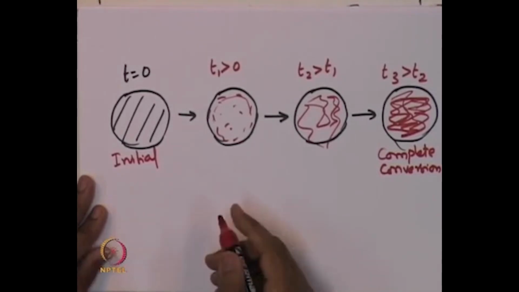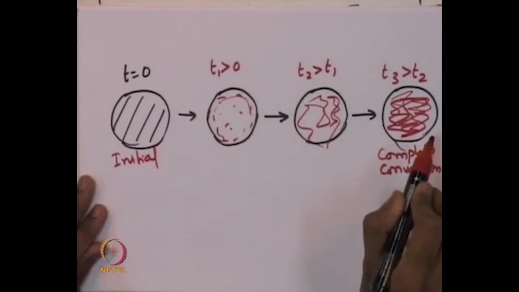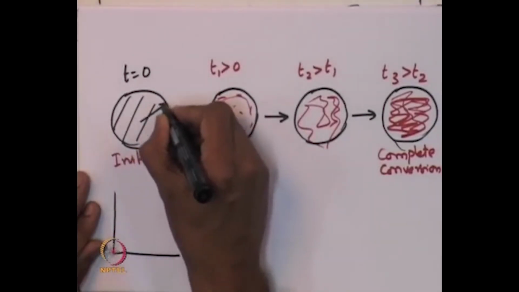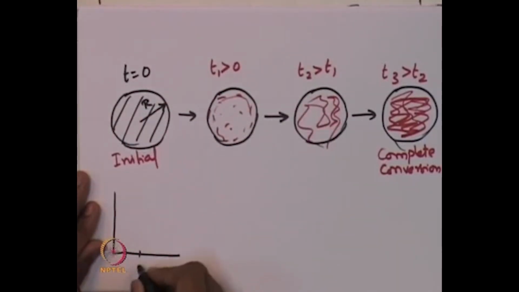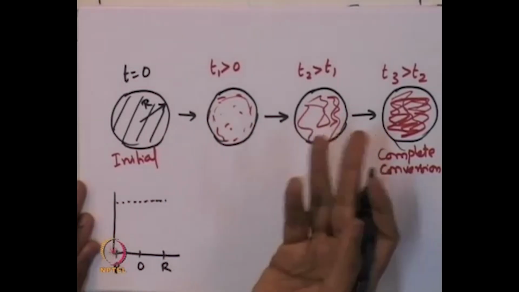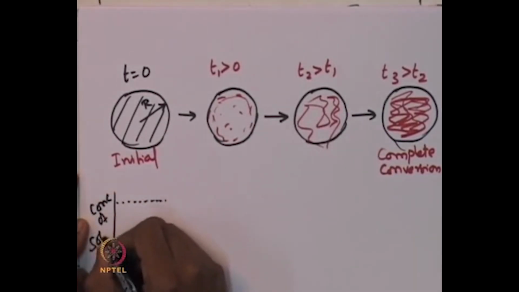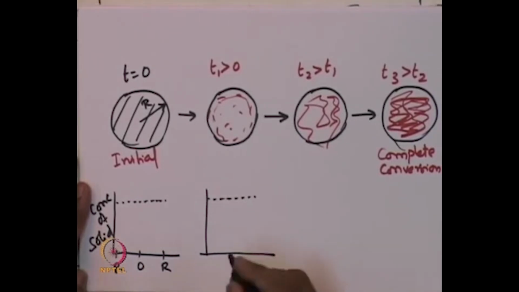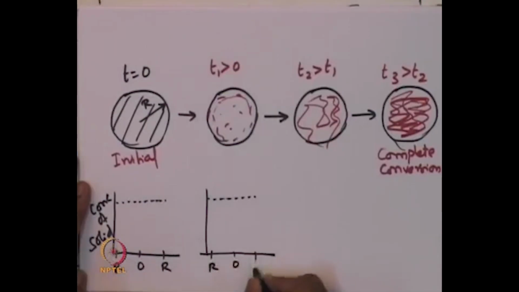Now, suppose we attempt to sketch the concentration profile in each of these time steps, we can sketch it in the following way. Suppose the radius of the particle is R, and between 0 and R, the concentration of the solid initially, let us assume that it is uniform. So, this is the concentration of solid. Let us assume that it is uniform, and then as time progresses, this is the initial concentration, but because the reaction is occurring all through the particle, it may be non-uniform because the rates may be different in different locations. So, we can sketch the profile in this way.